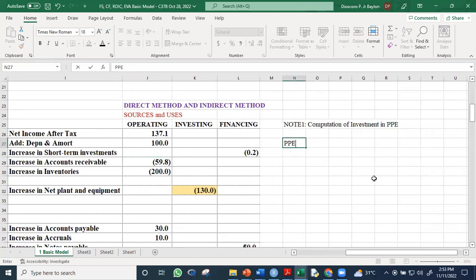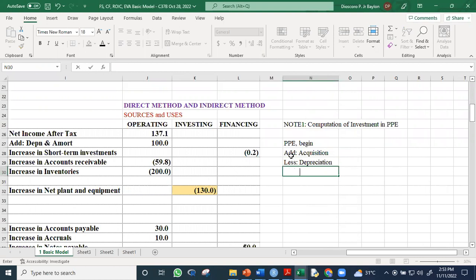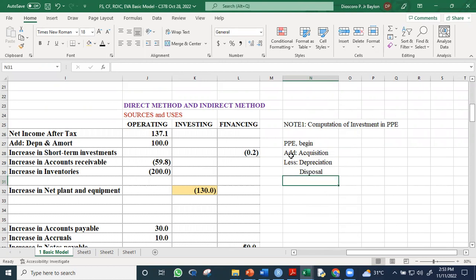Here we have PPE beginning. That's where we begin. And then we add acquisitions, right? Acquisitions. And then we also subtract depreciation, and we also subtract disposal. Disposal means assets that were sold to get the PPE ending.